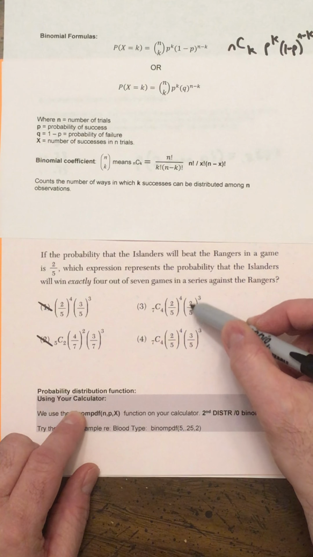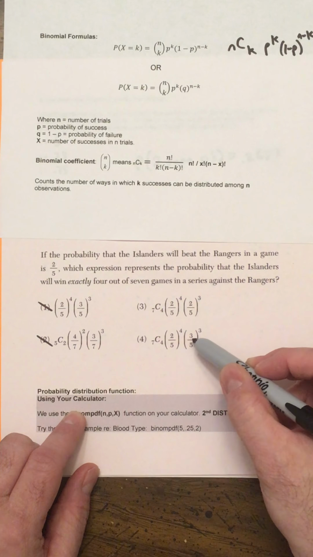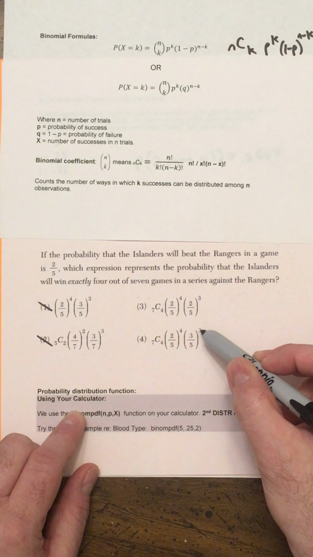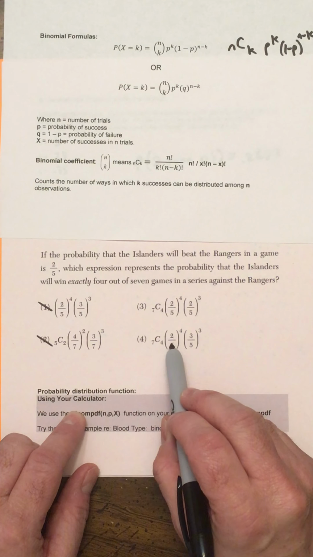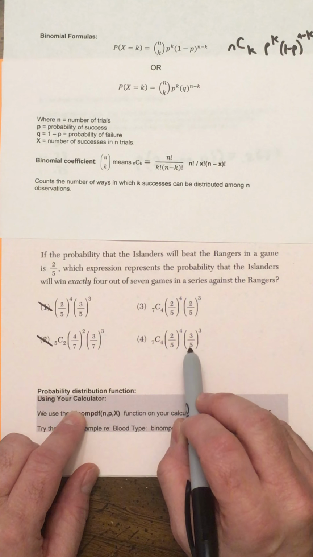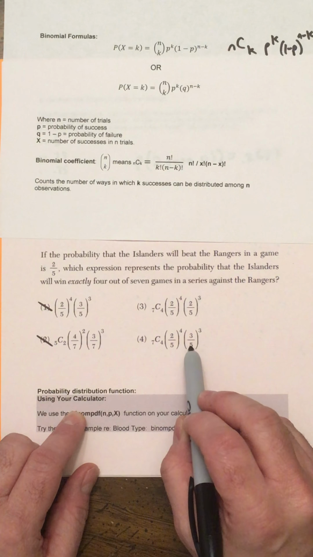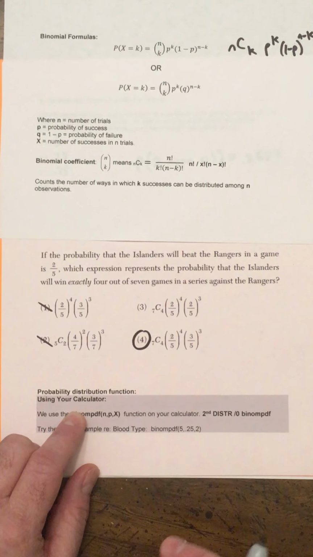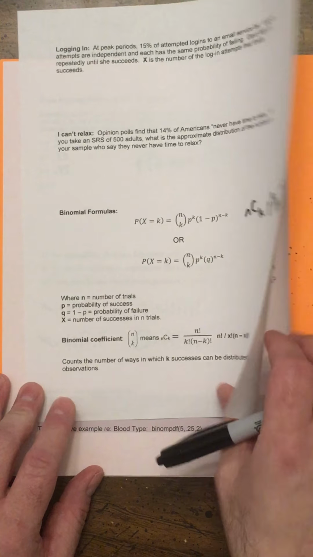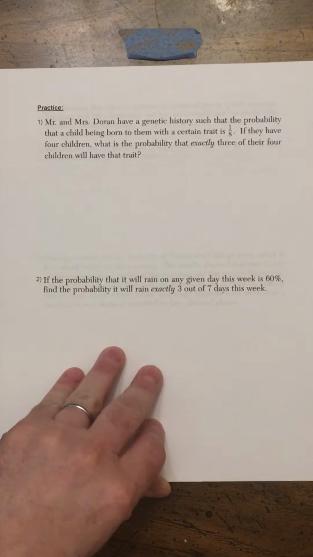But this is the probability of success. We wouldn't use it again. It's going to be failures to the 3rd power. So there's basically 4 successes, 2/5 is 4 successes, and 3 failures, that's a probability of failure. So it has to be this choice, okay? Okay, we'll do 2 more problems.